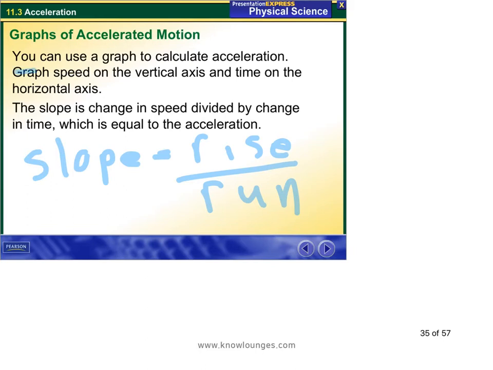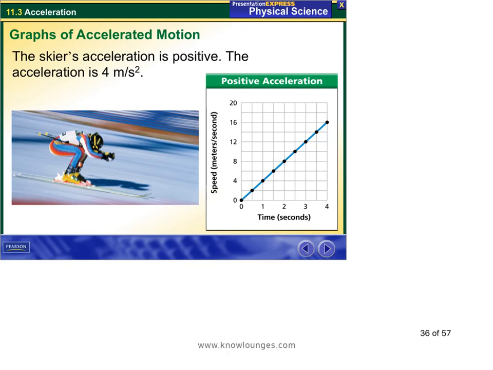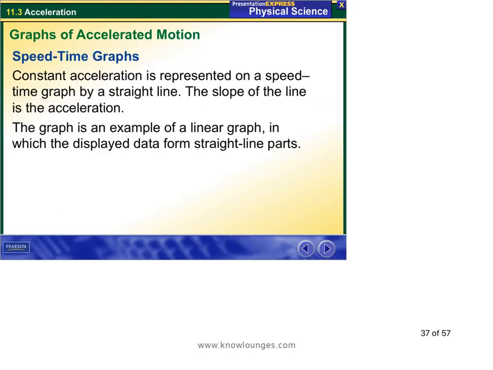When we graph, we always want to put the speed on the vertical axis and the time on the horizontal axis. Here's a graph illustrating 4 meters per second squared. The slope of this line is 4. When we go up 4, we're going over 1, like right here. Up 4 over 1 gives us 4 meters per second squared. If we have constant acceleration, we're always going to get a straight line, and the slope of the line is the acceleration.